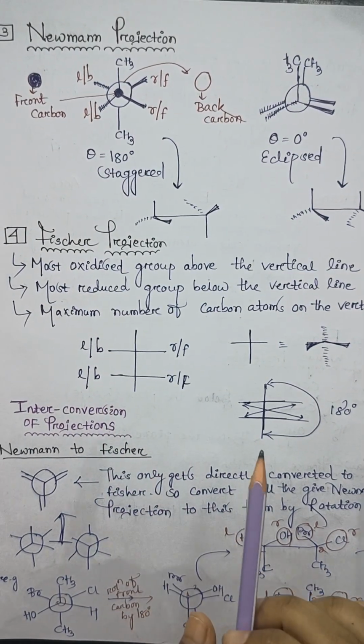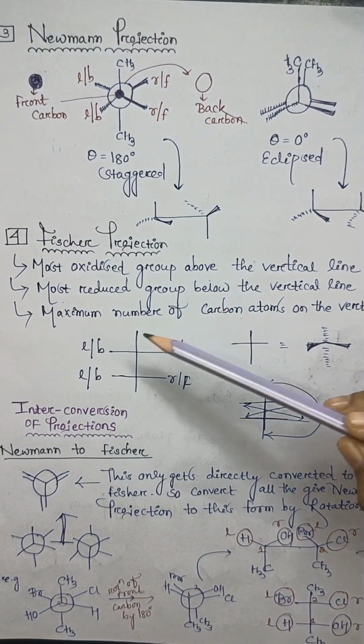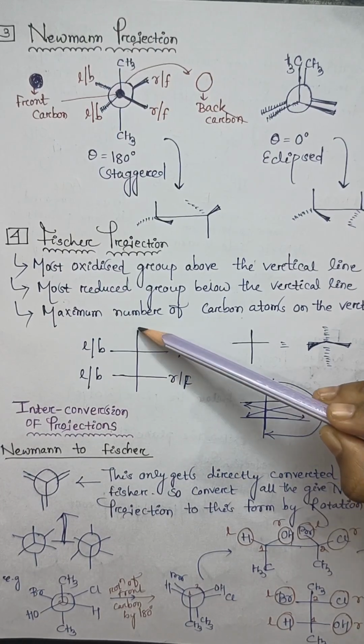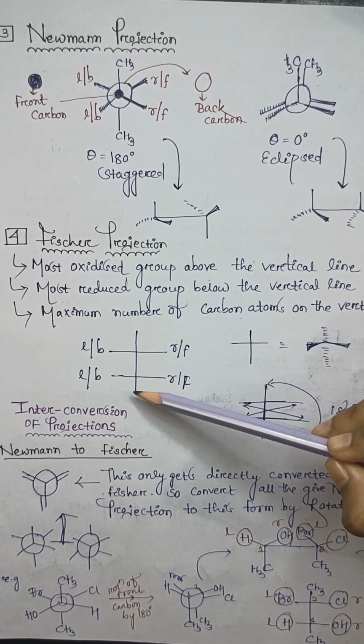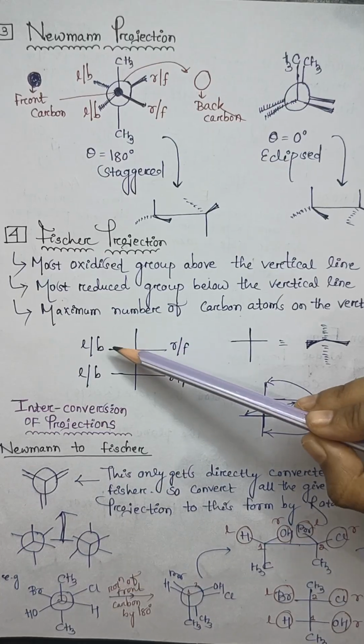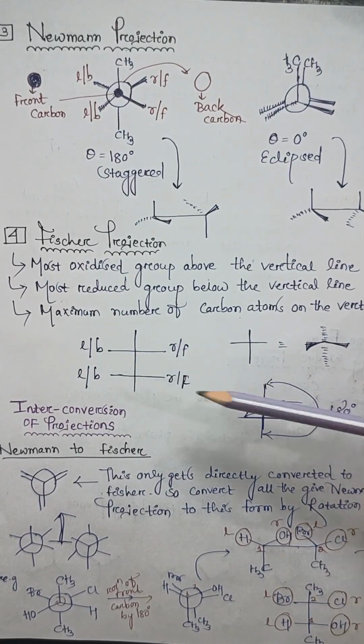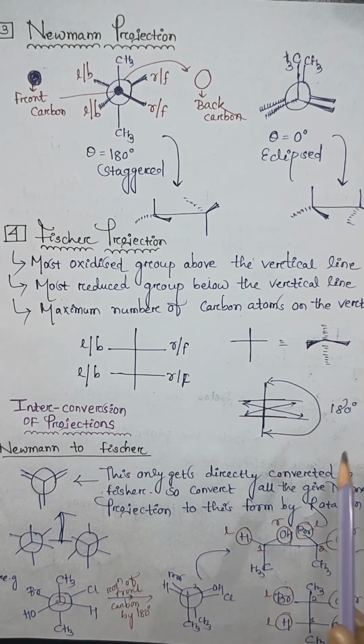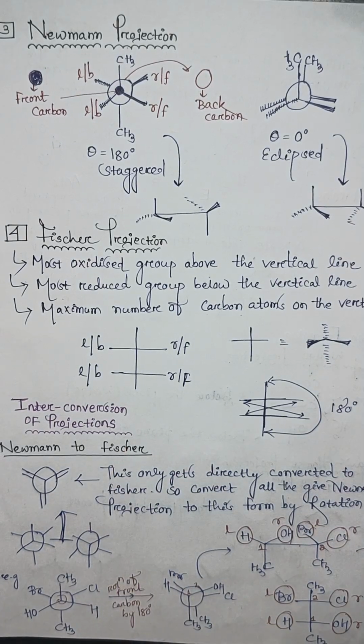If you do 180 degree rotation, the top atom will come to the bottom and the bottom will go to the top, and there will be a diagonal exchange of atoms or groups if you do 180 degree rotation of the initial projection.